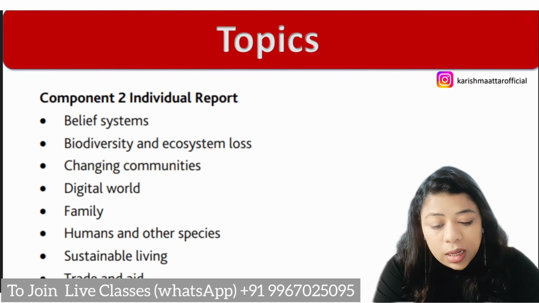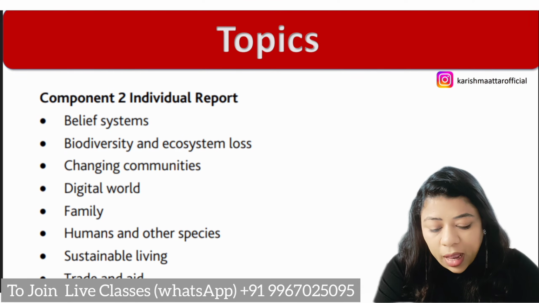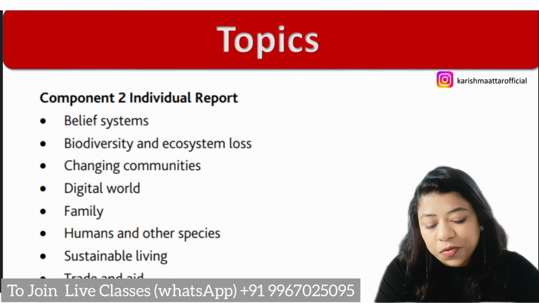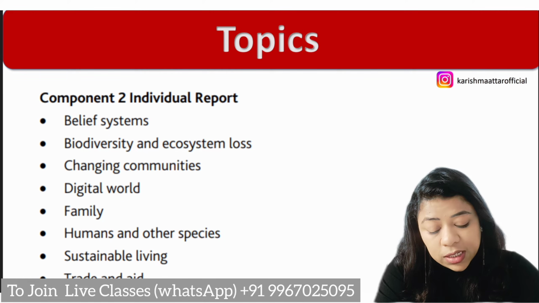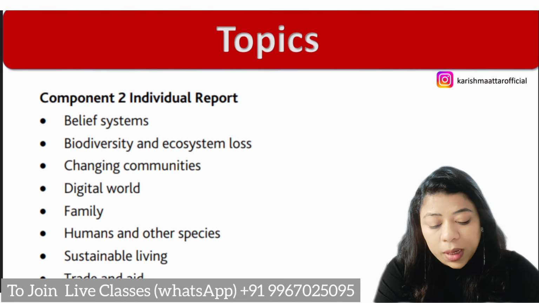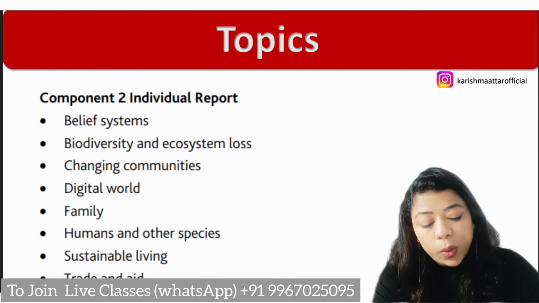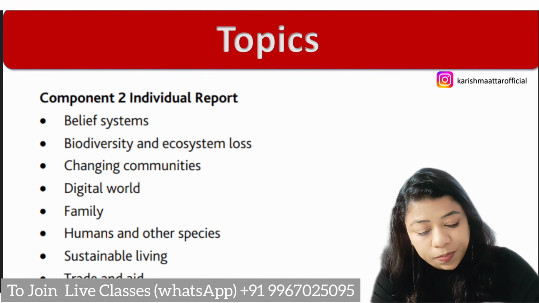Now let's look at the topics. As you can see on my screen, we have to choose from 8 different topics for the individual report. The first topic, as you can see, is belief systems, then biodiversity and ecosystem loss, changing communities, digital world, family, humans and other species, sustainable living, and trade and aid. If you look closely, these topics can be interlinked with your existing subjects.